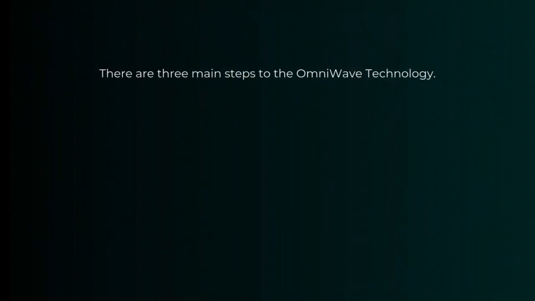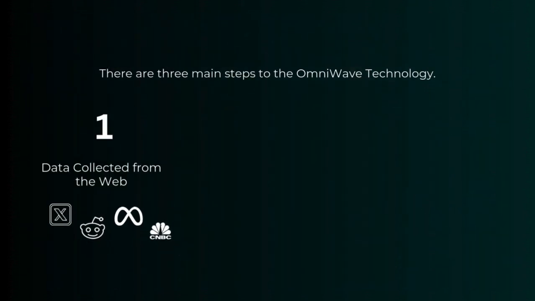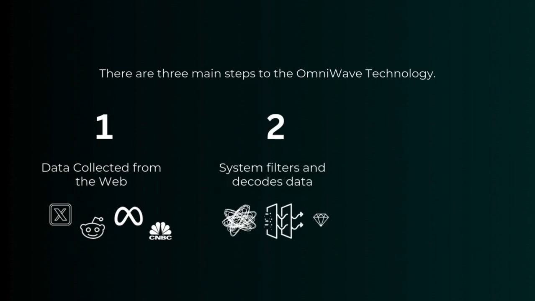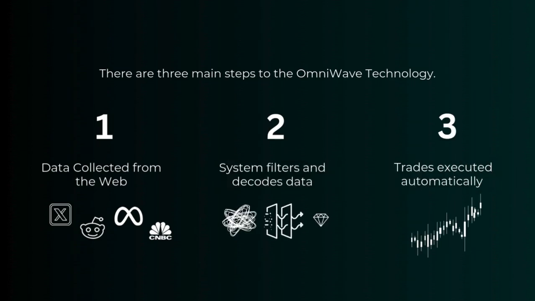Powered by real-time social sentiment analysis and advanced predictive algorithms. There are three main steps to the OmniWave technology. 1. Data is collected from the web. 2. The system filters and decodes the data. 3. Trades are executed automatically.